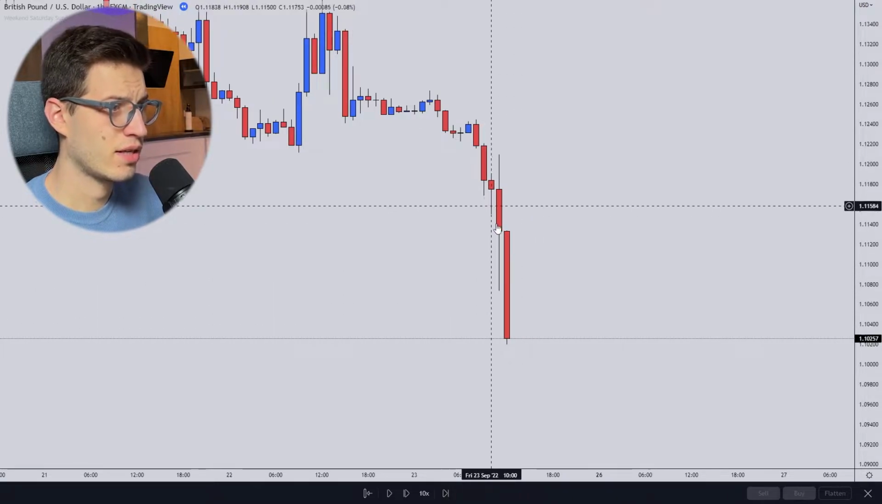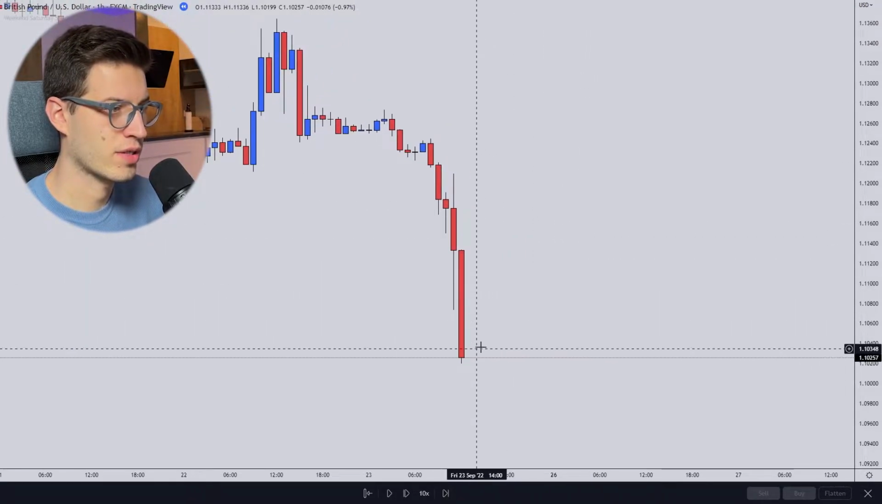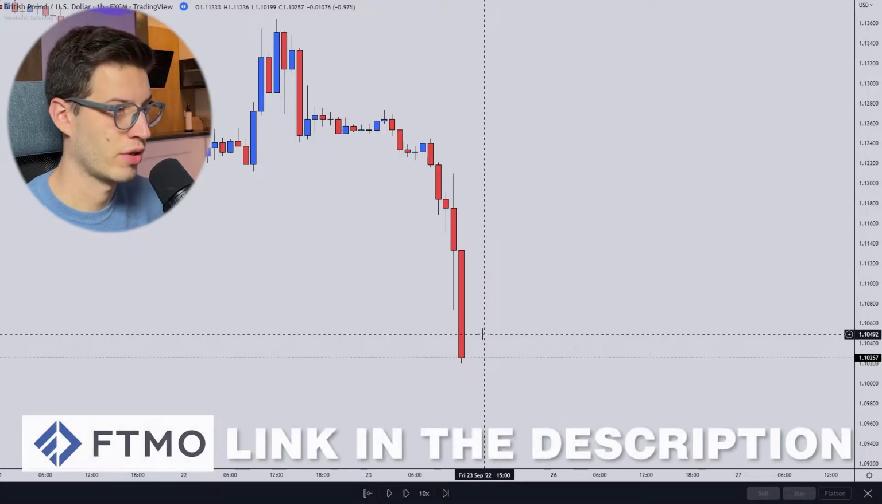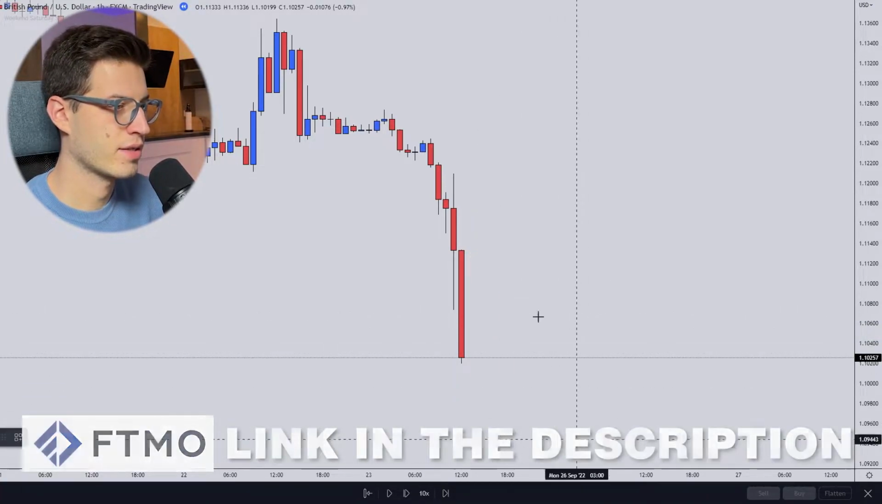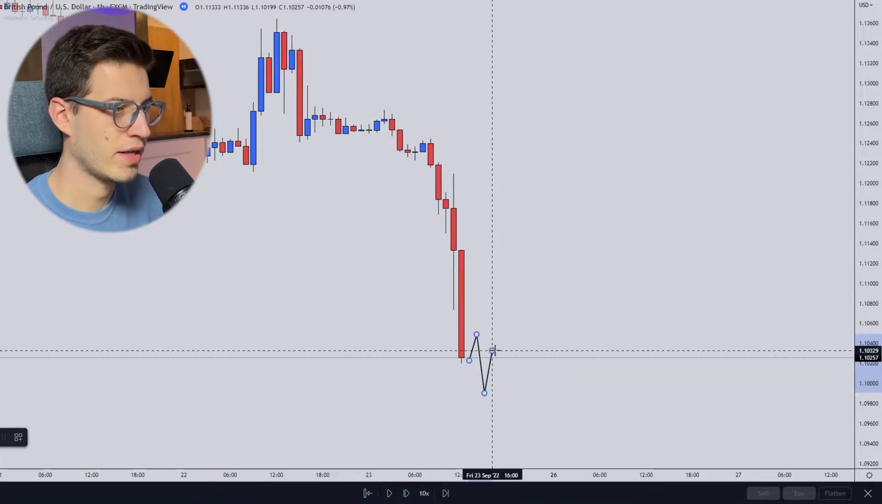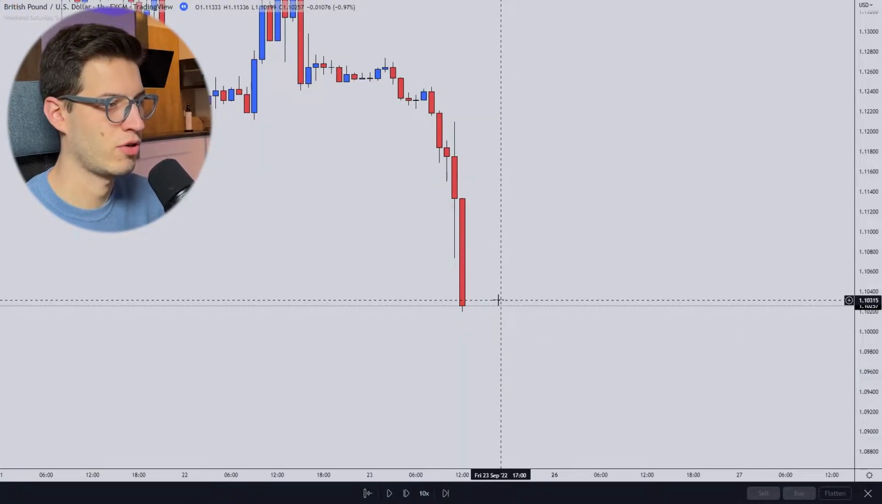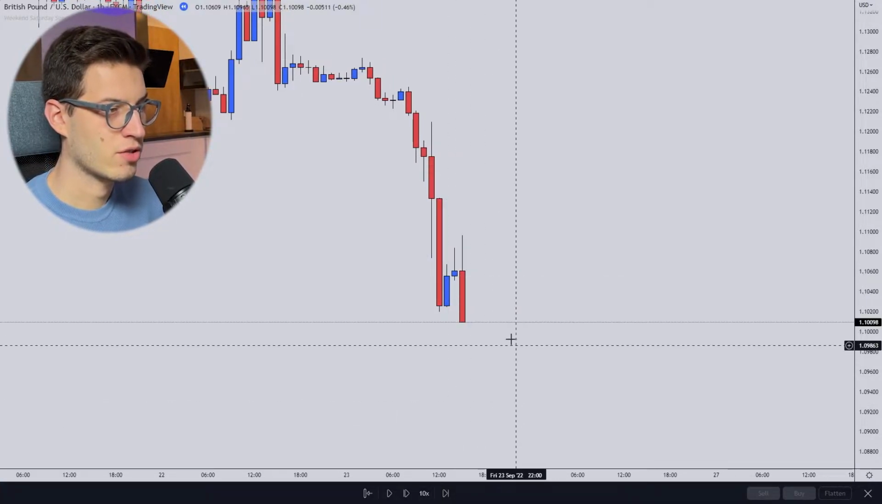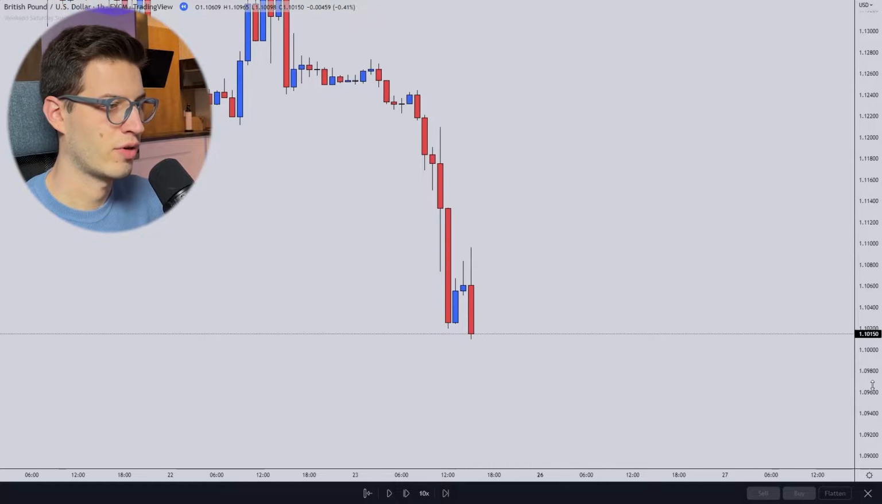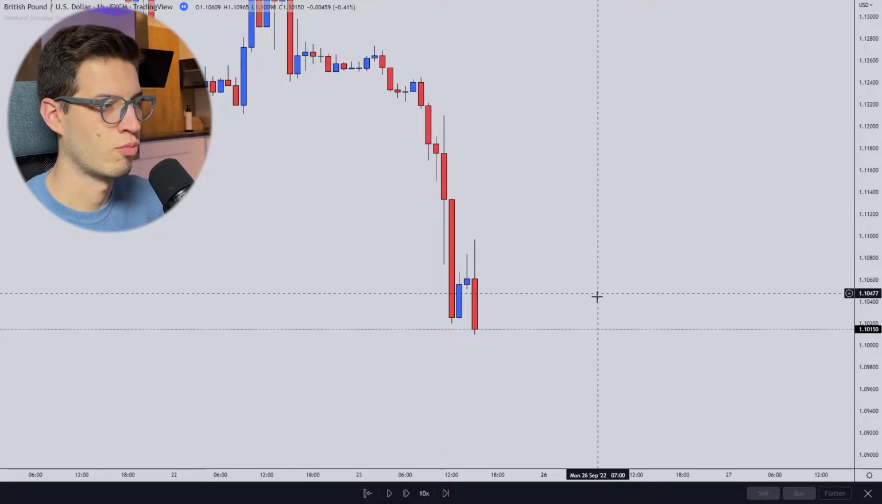So right here I was seeing this large impulse, and then of course I was looking for a continuation to the downside. So I was either looking for a flag or a nice break and retest. Those are the two types of continuations I trade. And what actually happened, well, let's see, we got a small pullback, price continued, and I got the opportunity to enter on a nice continuation break and retest trade.